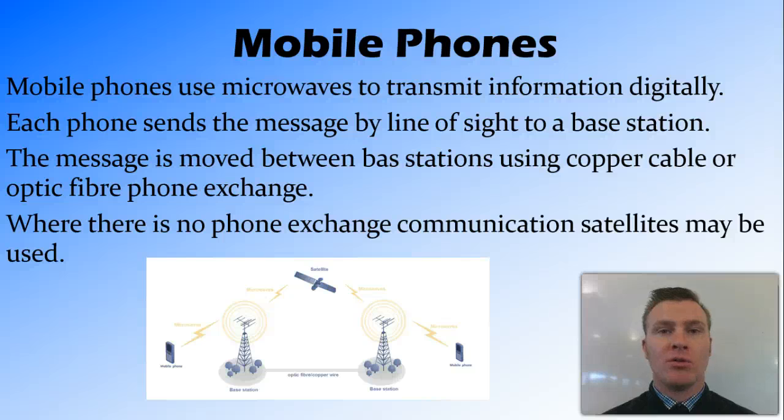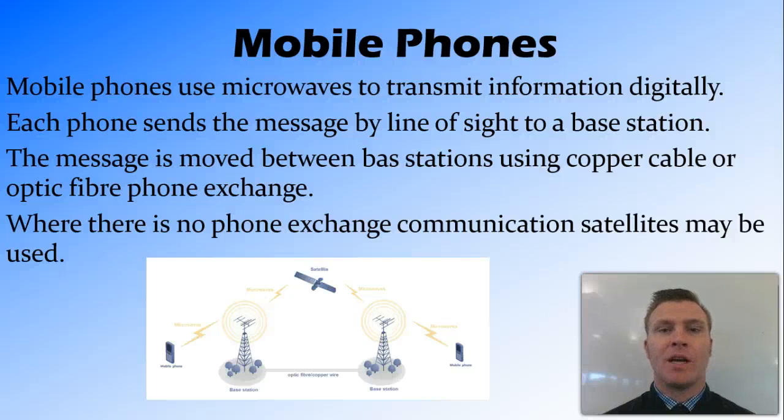Mobile phones also use digital communication, and they transmit these using microwaves. Each phone sends microwaves by line of sight to the base station or the local transmission tower. The message then goes from that transmission tower or base station to another base station where the receiver of the phone call is, using either the cable or the optic fibre network that's available in the area. And then the base station at the other end sends that message again through microwaves to the receiving mobile phone.